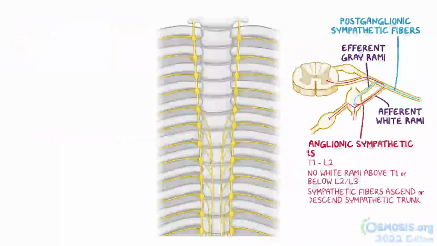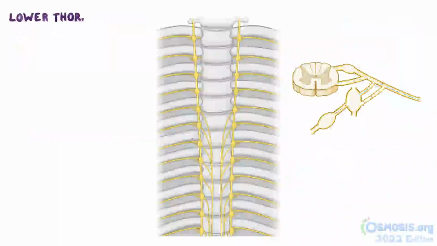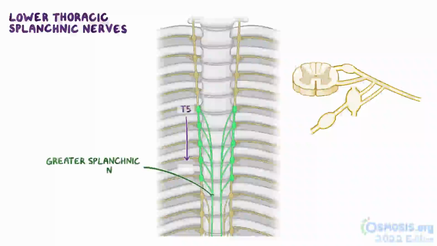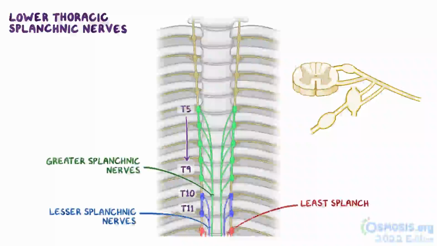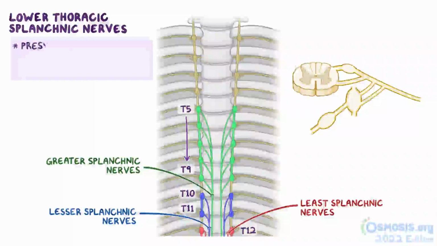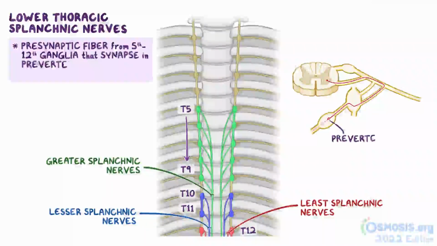Now, distally, the sympathetic trunks give rise to the lower thoracic splanchnic nerves, specifically the greater from T5 to T9, lesser from T10 and T11, and least splanchnic nerves coming from T12, which descend into the abdomen and supply the abdominal viscera. They have presynaptic fibers from the 5th through the 12th sympathetic ganglia that pass through the diaphragm and synapse in prevertebral ganglia in the abdomen, which go on to supply abdominal viscera below the diaphragm.